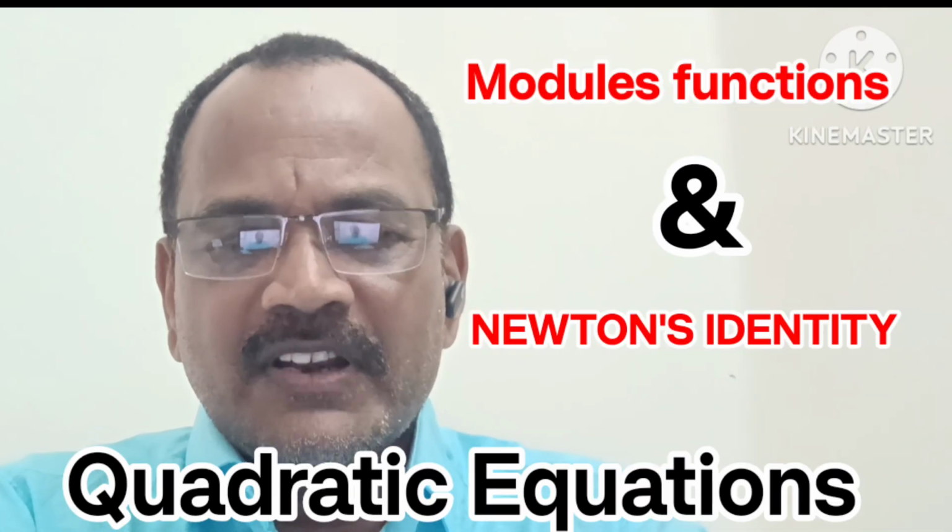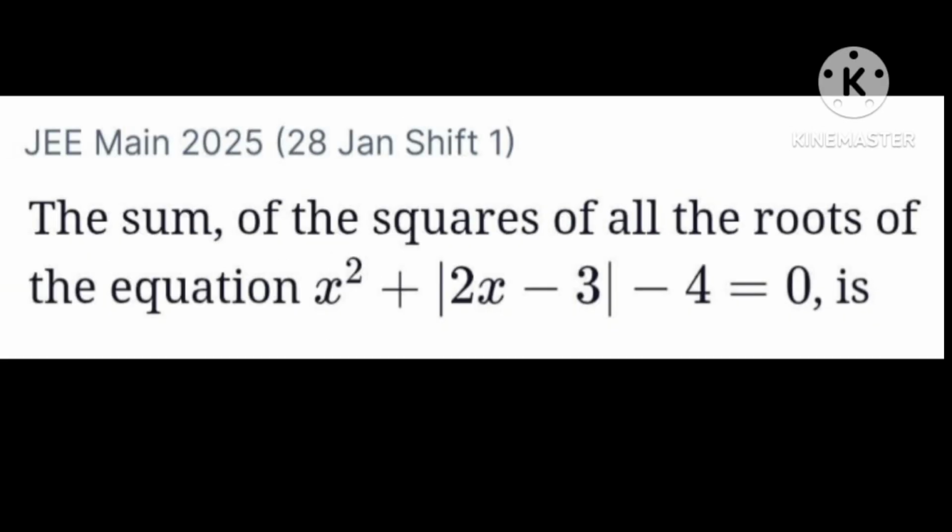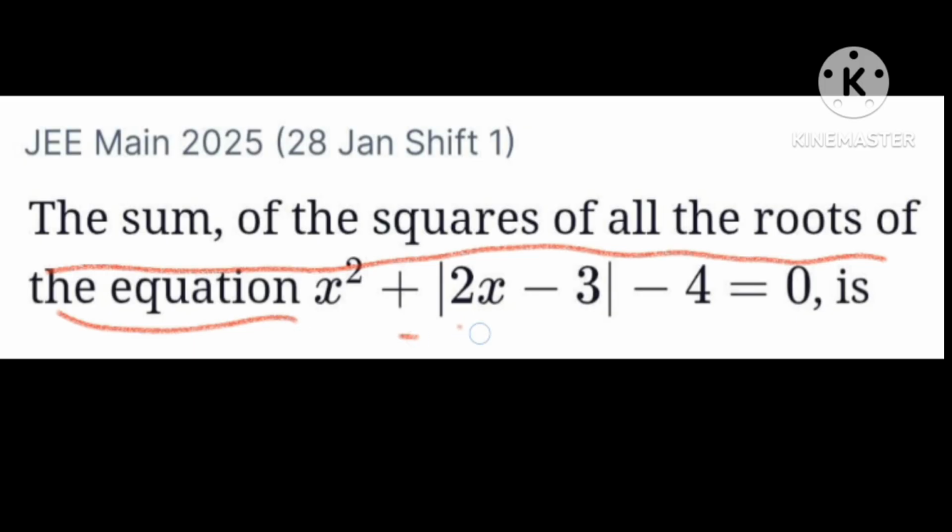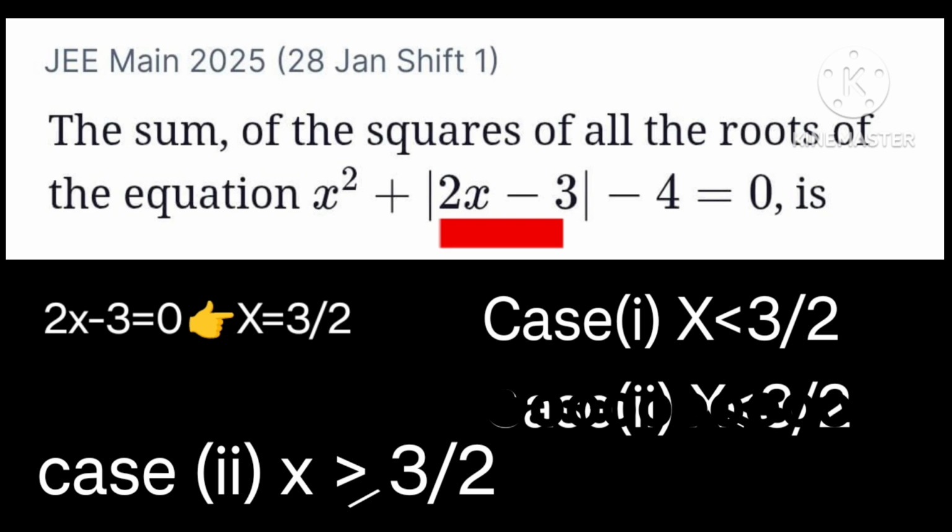We got one question from JEE Mains 2025. The sum of the squares of the roots of the equation x square plus modulus of 2x minus 3 minus 4 equals 0. Here 2x minus 3 is equal to 0, so x is equal to 3 by 2. Case 1, x less than 3 by 2. Case 2, x greater than or equal to 3 by 2. Identify the two cases, then the problem can be solved easily.